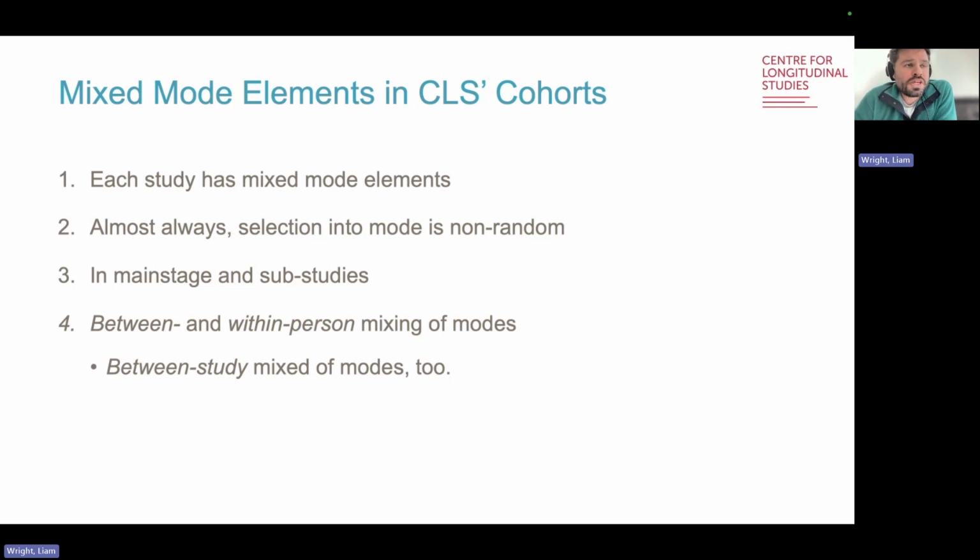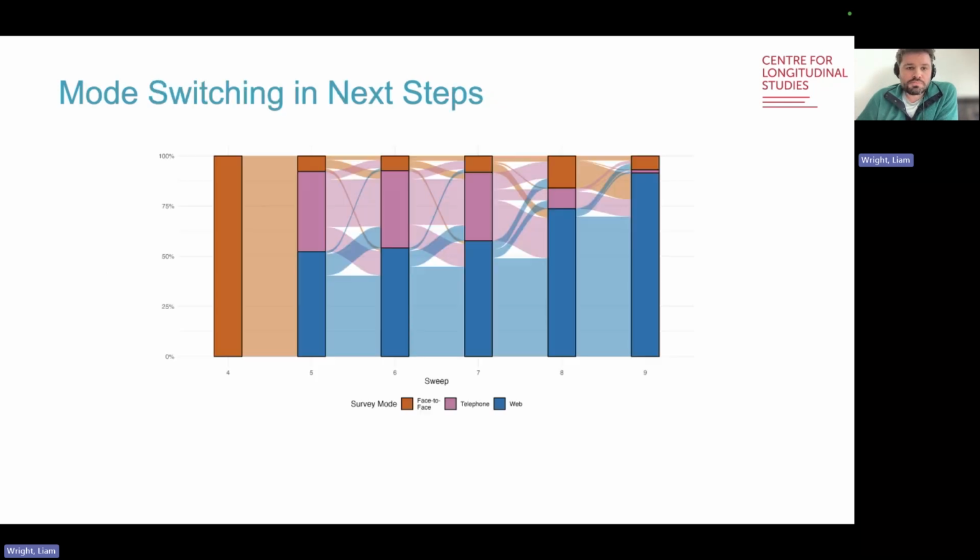By this I mean within a given survey sweep, people might be allocated to different modes. There's also within person mixing of modes because there are different modes used between different sweeps. And one nice feature of CLS's cohorts is that you can use them to perform cross-cohort analyses, but this mixing of modes also means that when you combine the data, there might be mixing of modes between studies too. Just to go back to point 2, I just want to say that age 55 of the NCDS actually embedded a mixed mode experiment that you might want to read up more on.